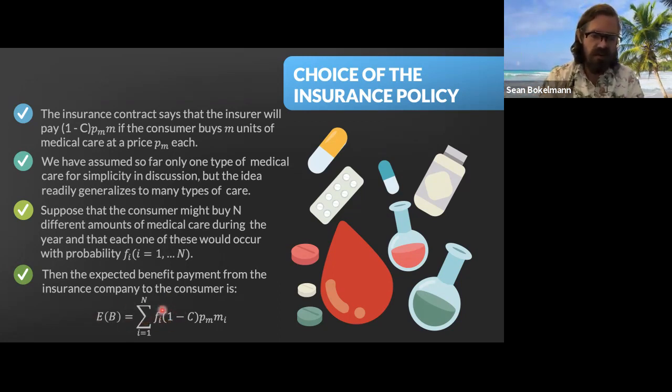So if you just think about what's inside the summation here, it's really not much different. We still have the price of medical care. We have some type of medical care, type I. So multiplying those together is the expense on that type of medical care. F sub I is the probability that that medical care will take place. And then 1 minus C is the fraction that the insurance company covers. And if we add up those figures for every type of medical care cost, then we have the expected benefit that the insurance will pay out.